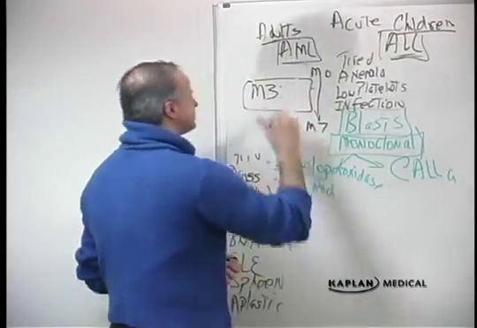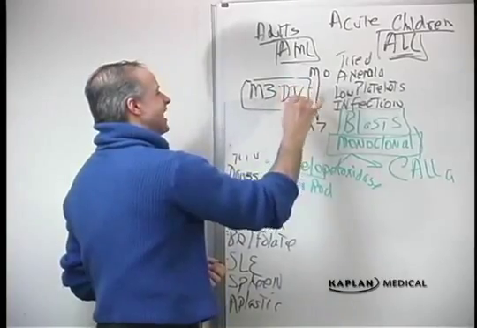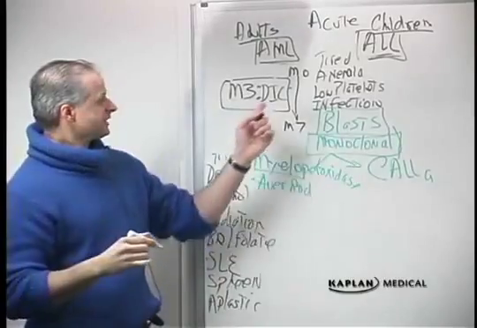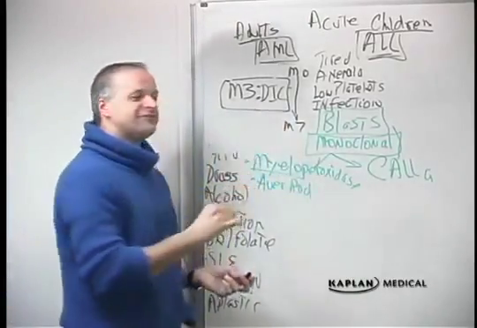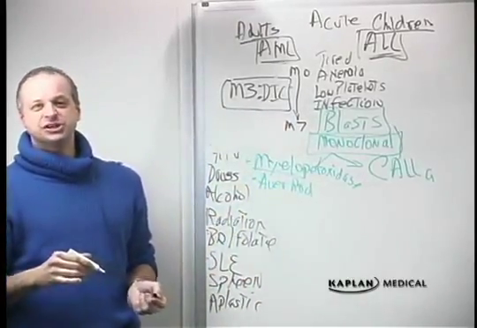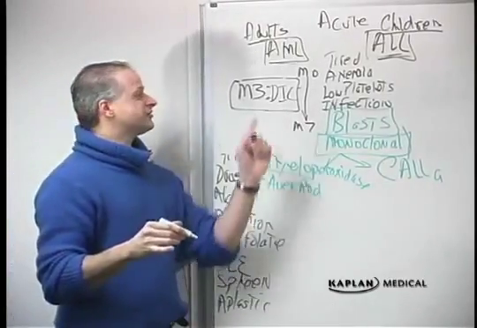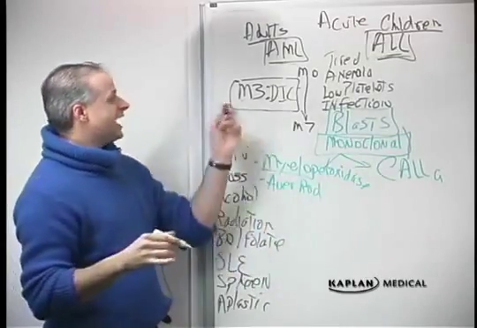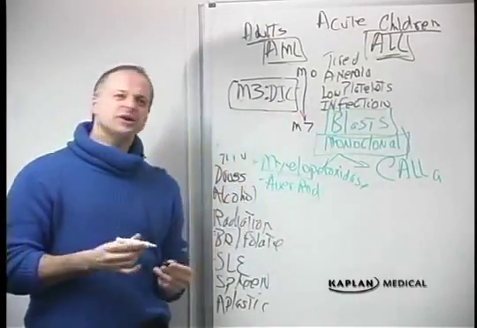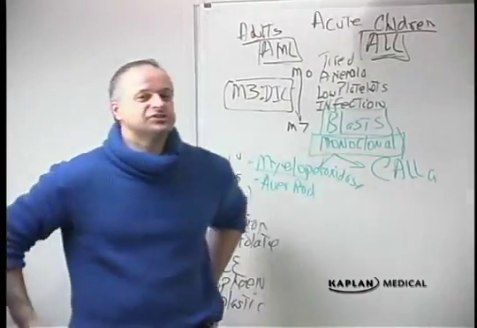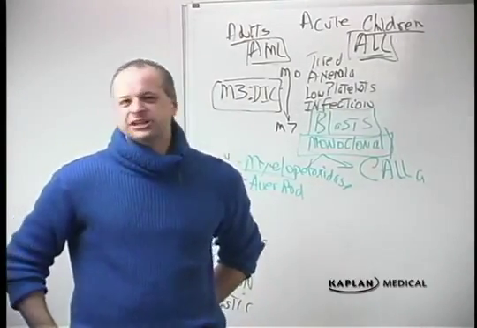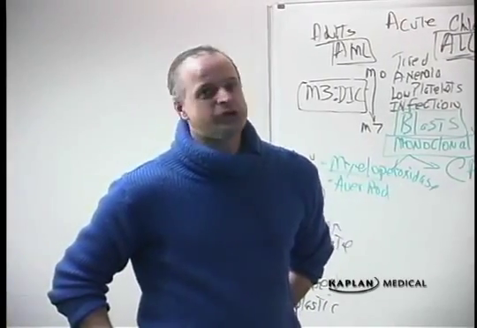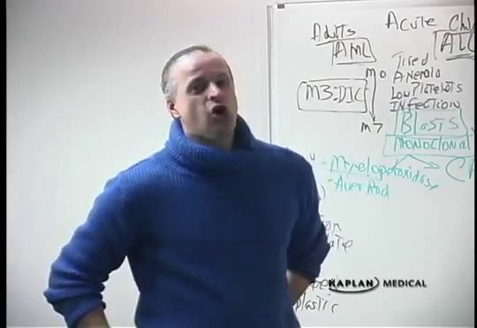M3, promyelocytic leukemia, presenting with DIC, disseminated intravascular coagulation. The only one you need to know that's different is M3, DIC. Why? Because you can't tell the difference between M6 and M7 by history and physical. You can't tell the difference between M1 and M2 by history and physical.